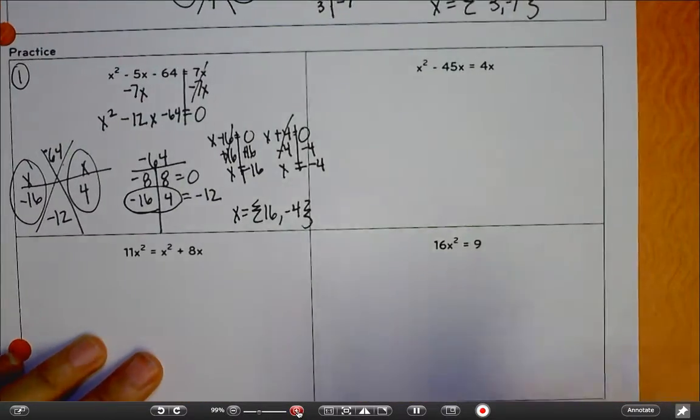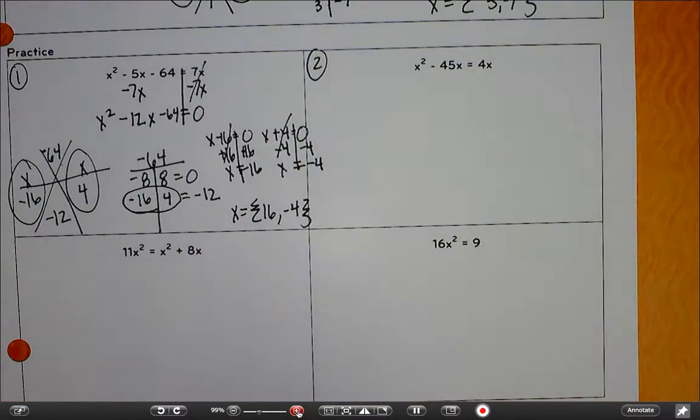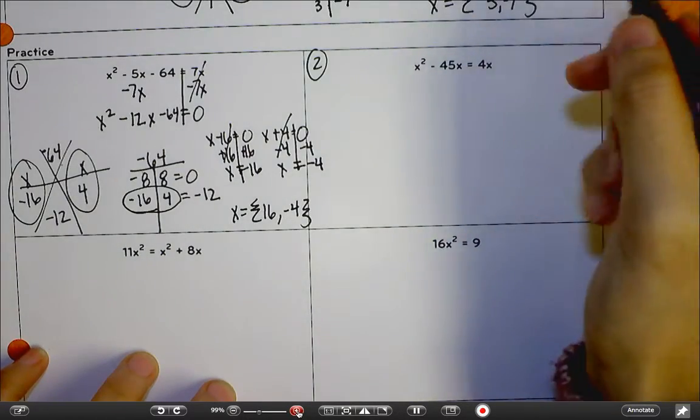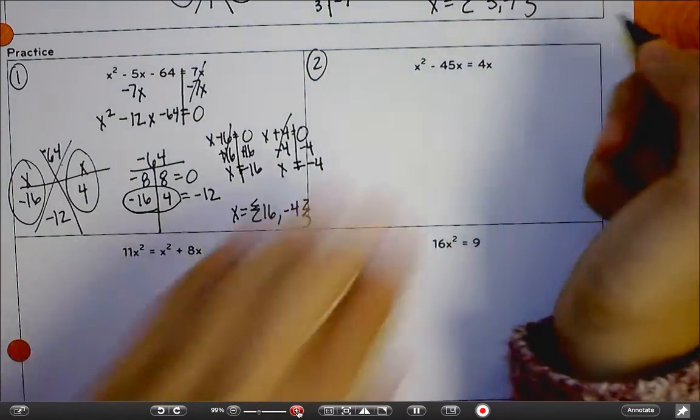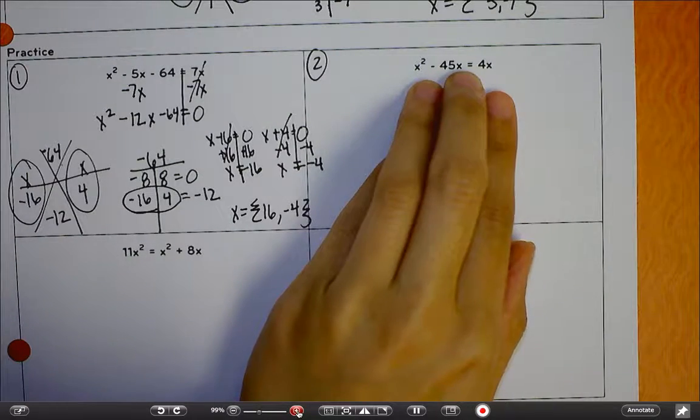Let's go ahead and go on to the second example. So the first two is pretty simple. I really want you guys to pay attention to this one because this one's going to look a little bit different, okay? So I have x squared minus 45x equals 4x.